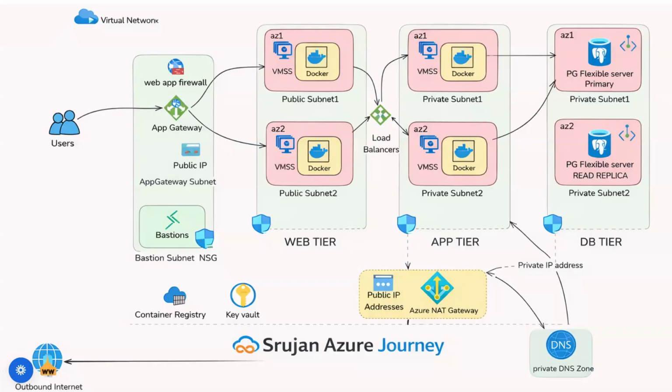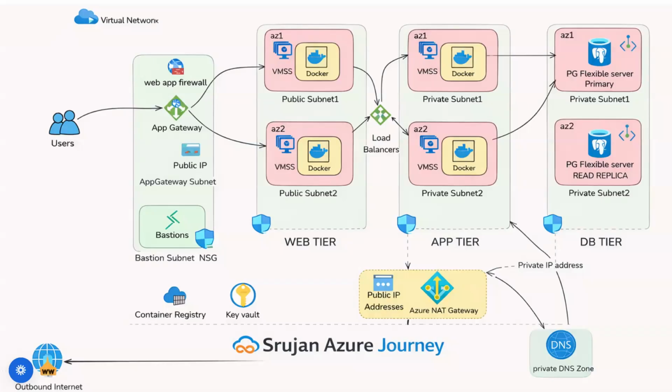So as you can see in the picture, there are 3 tiers. First, web tier, which we are going to say as a front end, app tier as a backend, and DB tier obviously for database. Whenever a user is going to access the application via application gateway, we are applying a web application firewall on it, which securely routes the traffic to virtual machine scale set. In that virtual machine scale set, Docker containers are running across multiple availability zones.